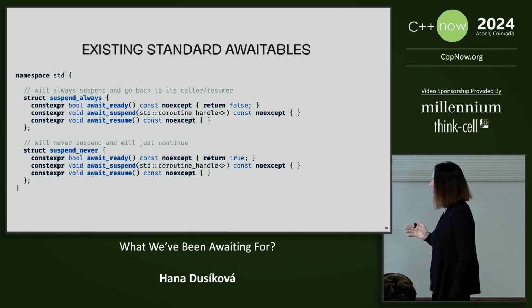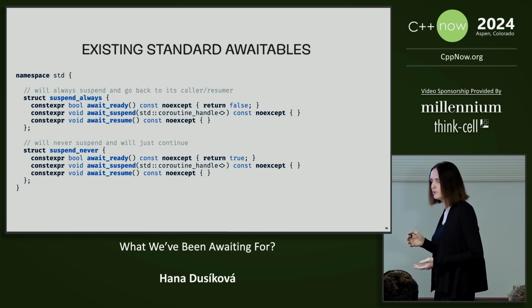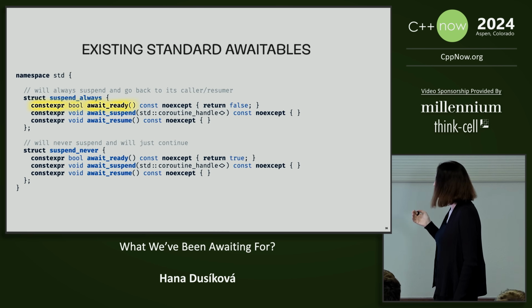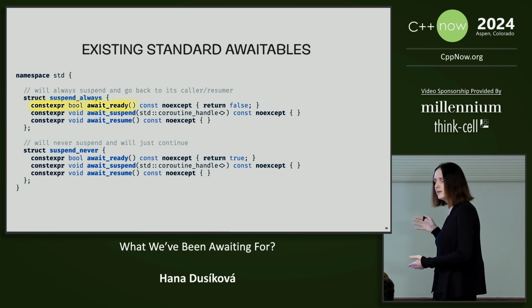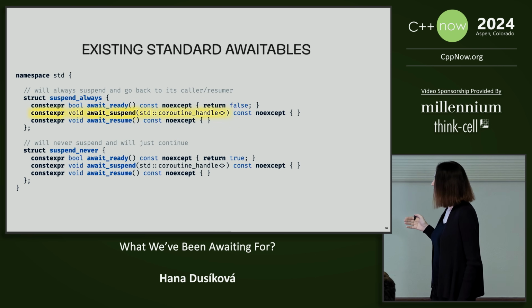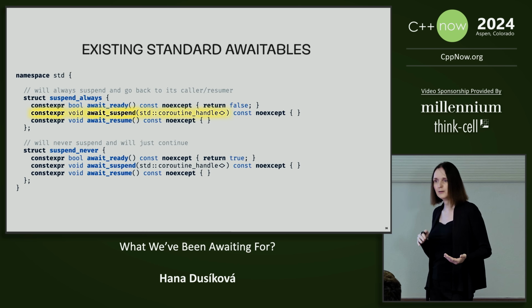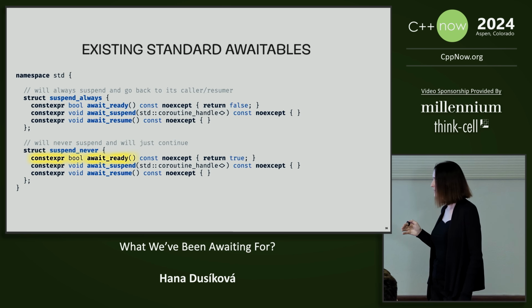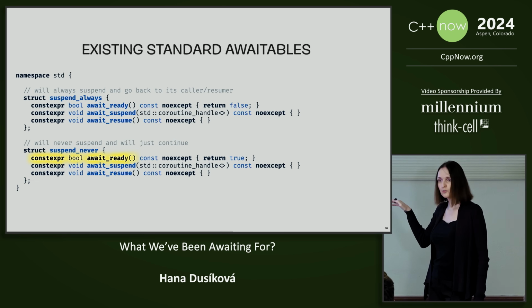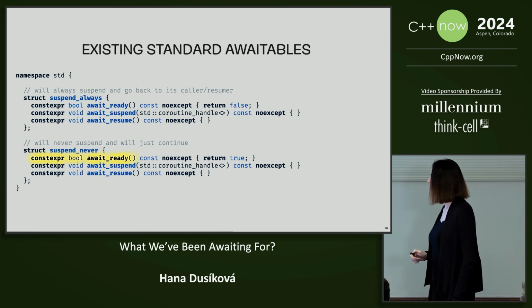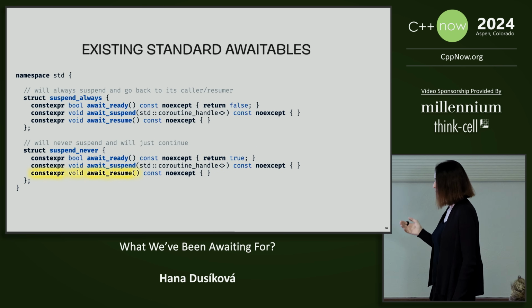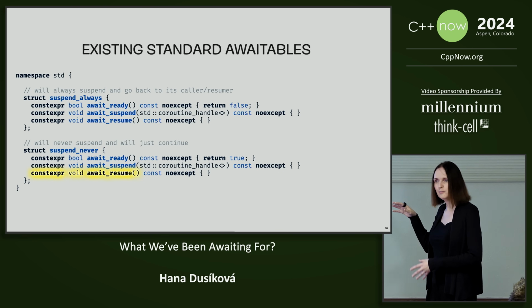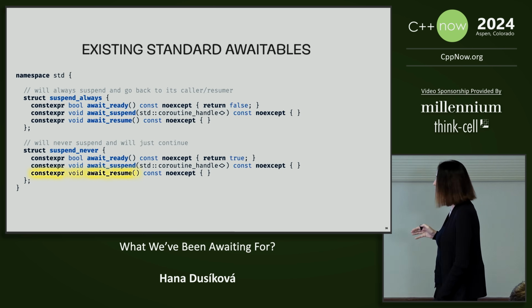So in the standard library, we have two predefined awaitables because they are really useful. suspend_always has await_ready return false, so it will always suspend and go back to the caller, and await_resume returns void. suspend_never will never suspend because await_ready returns true, so the await_suspend function is not called, and await_resume returns void. These are like building blocks for coroutines.